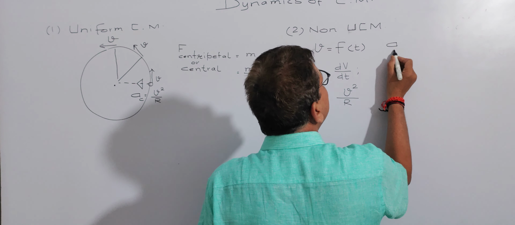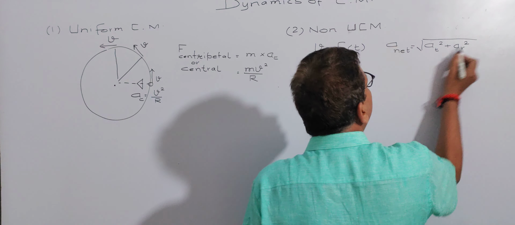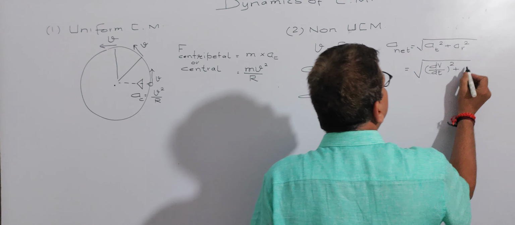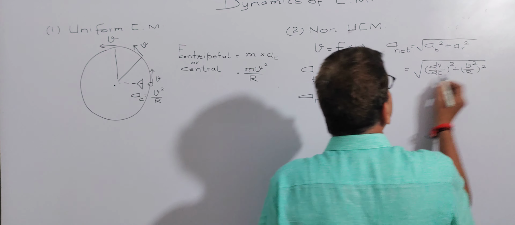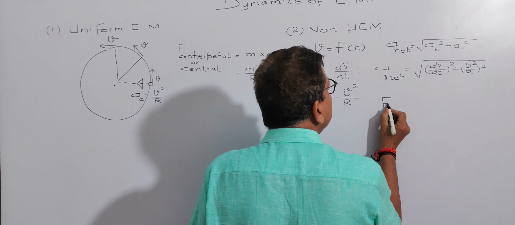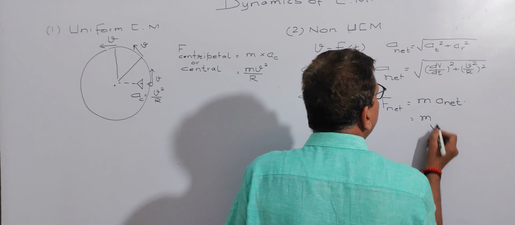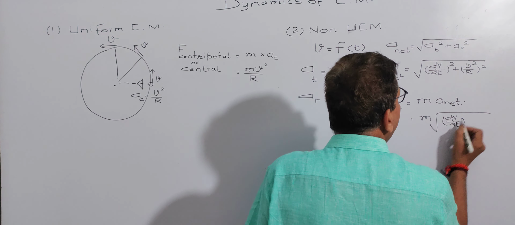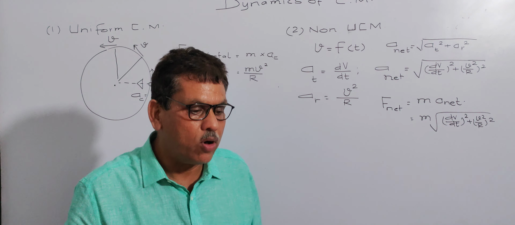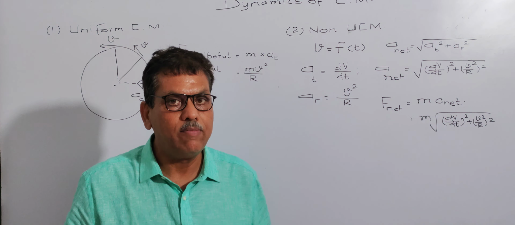So obviously the net acceleration can be written as root under a tangential square plus a radial square. Here a tangential is dv by dt whole square, and a radial is v square by r whole square. This will be the net acceleration, a net. So in case of non-uniform circular motion, the net force F net is mass times net acceleration, and this can be m times root under (dv by dt) whole square plus (v square by r) whole square. From this expression, we can find the net force acting in case of non-uniform circular motion. So we see we need a centripetal or central force while the object is traveling on the circular track.